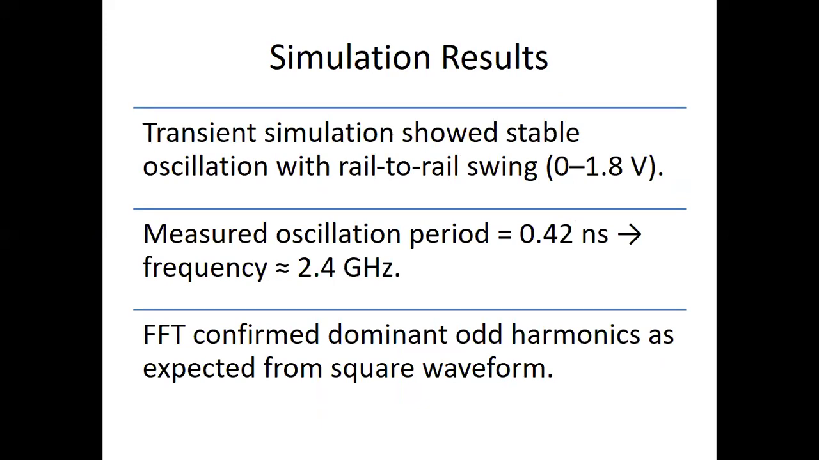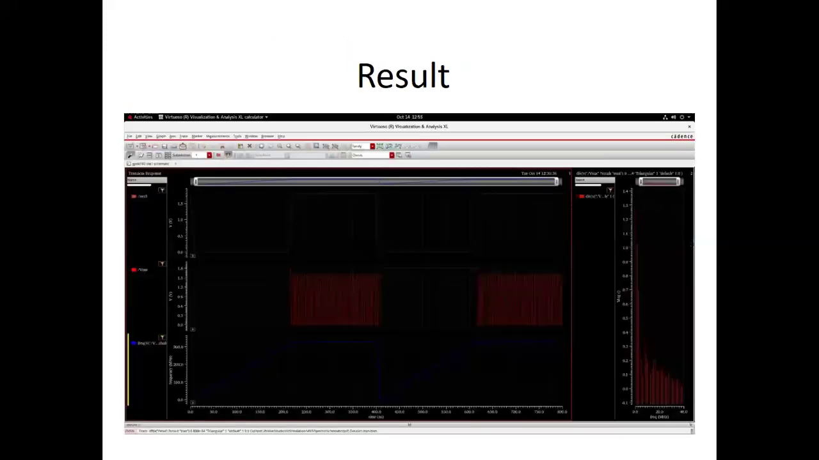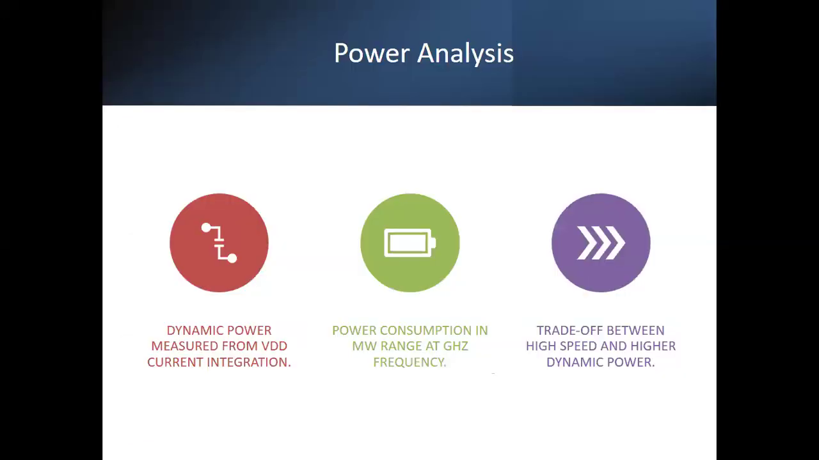Simulation results. In the transient analysis, we observed a stable oscillation with a rail-to-rail voltage swing from 0 to 1.8 volts. The oscillation period was approximately 0.42 nanoseconds, corresponding to a frequency of 2.4 gigahertz. Fast Fourier transform analysis of the waveform confirmed strong odd harmonics, which are expected from a near square wave output. This validates the theoretical operation of the circuit. This is the result of our output.